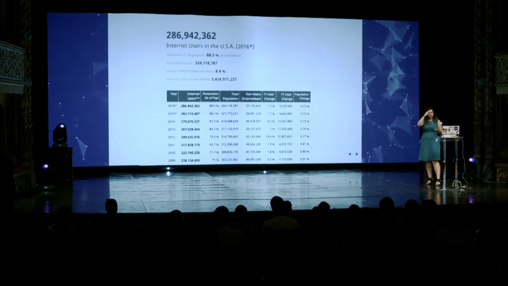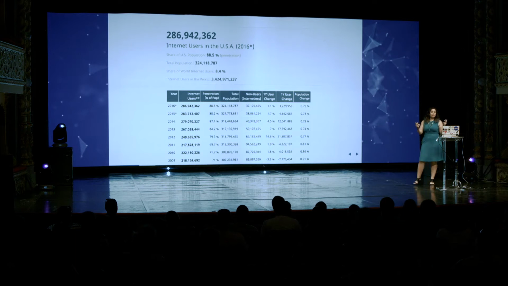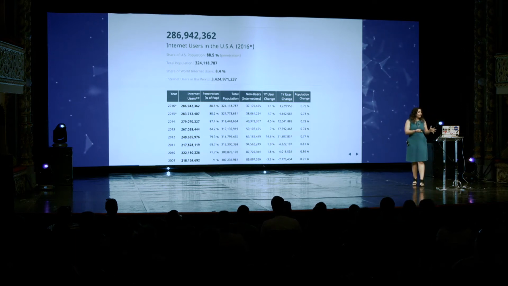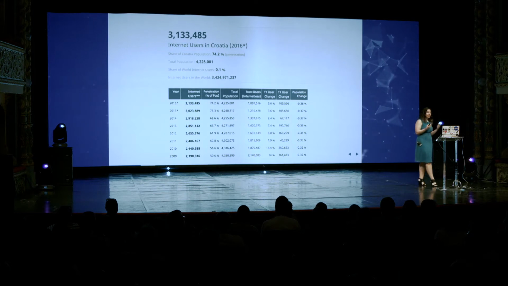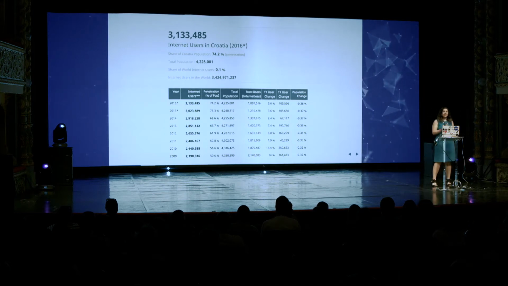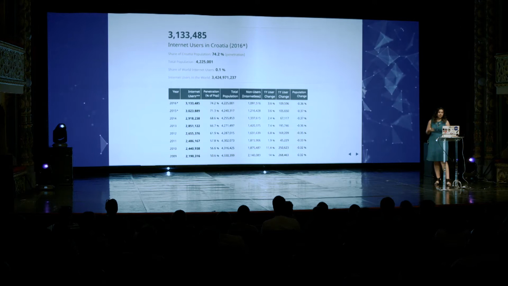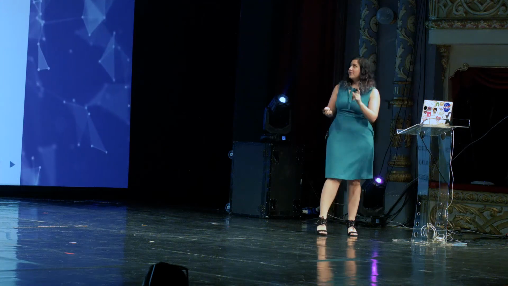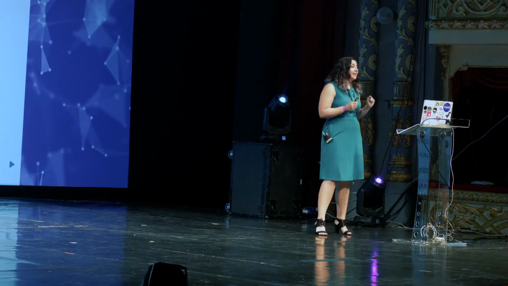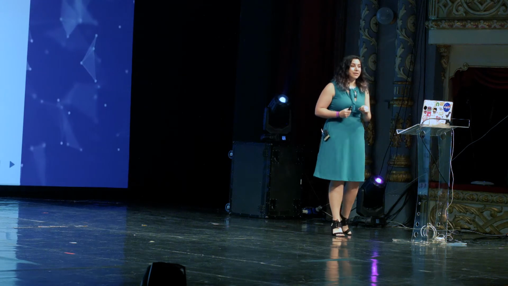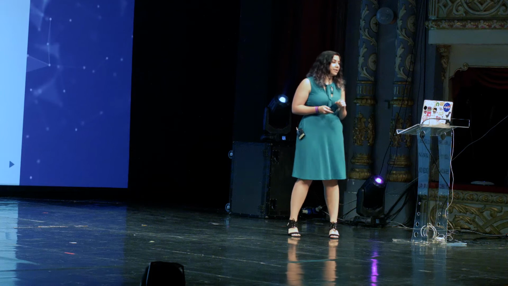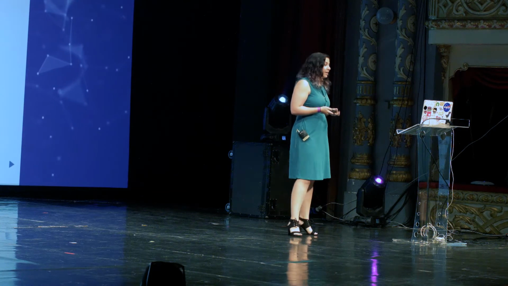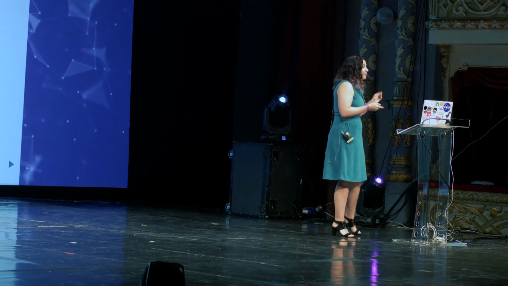So in the US, there's almost 290 million people that are web users. And that's 88.5% of Americans. Now, Croatia is a much smaller country. There's only 3 million people that use the web, but that's still 75% of people in Croatia connected to the web. Now, compare those two to a country like India. India has almost double the internet users of the US, and only 34.8% of the country is currently considered a web user. So that means that there's huge market potential here.